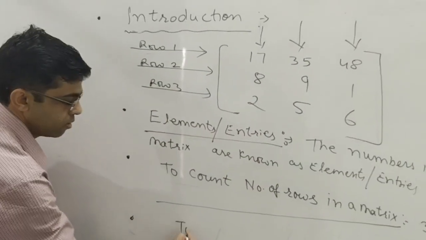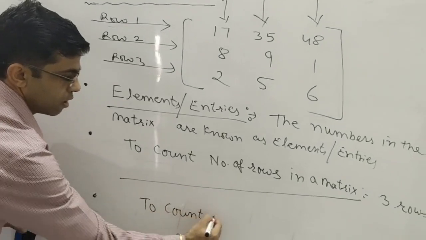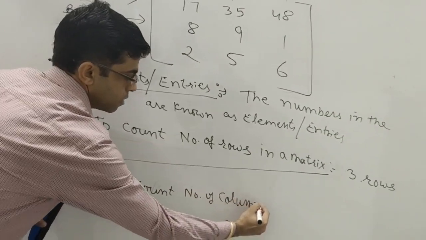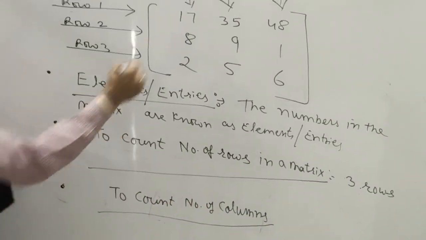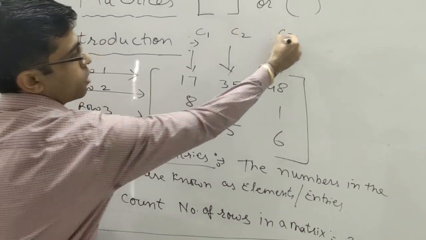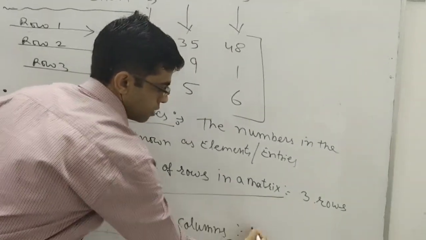Similarly, to count the number of columns, there are 3 columns: column number 1, column number 2, and column number 3.